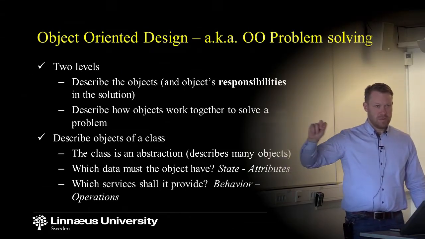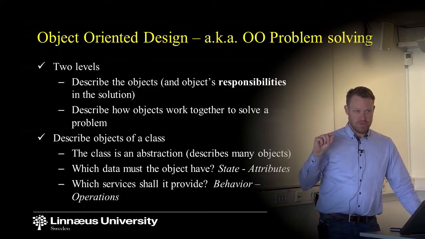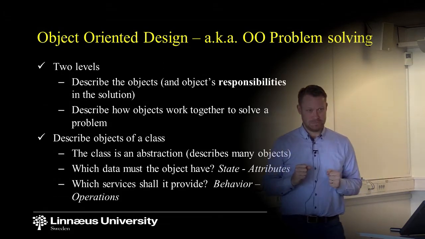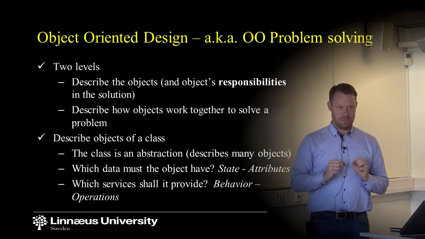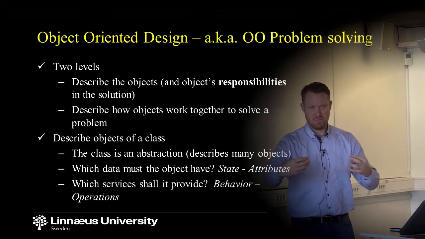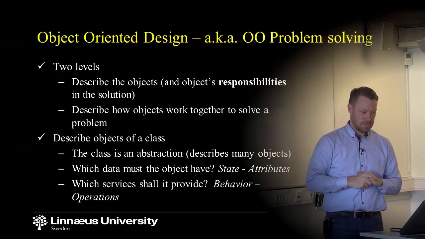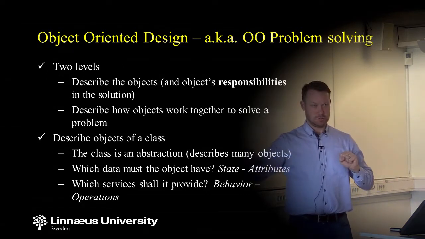Okay, so now we're coming back to object-oriented design or object-oriented problem solving. Describe the objects, we talked about that. Describe how objects work together, talked about that. But now we have to fill up the toolbox. We must describe what objects we have and how these objects fit together, how they connect. And we do that by creating these classes or user-defined types that are abstractions of objects.